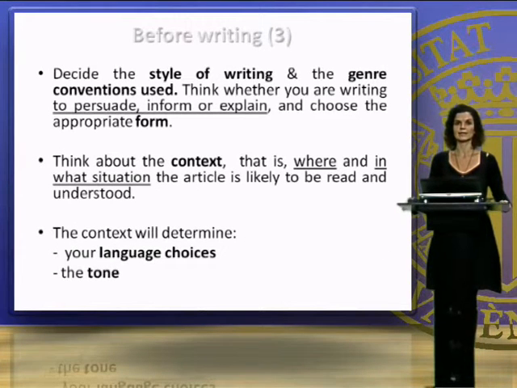Decide the style of writing and the genre conventions used. Think whether you are writing to persuade, inform, or explain, and choose the appropriate form. You should also think about the context, that is, where and in what situation the article is likely to be read and understood by the audience. The context will determine your language choices as well as the tone.